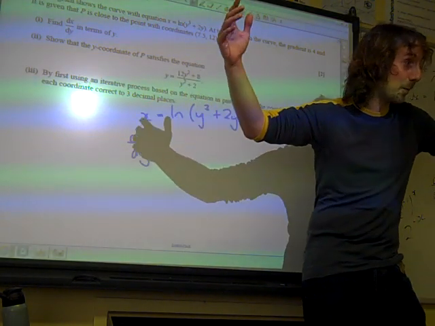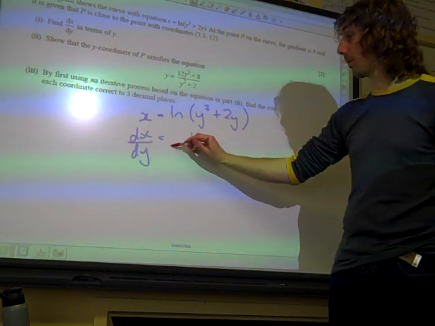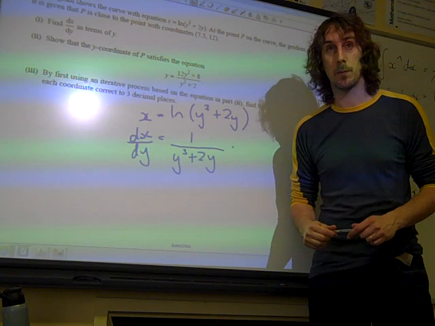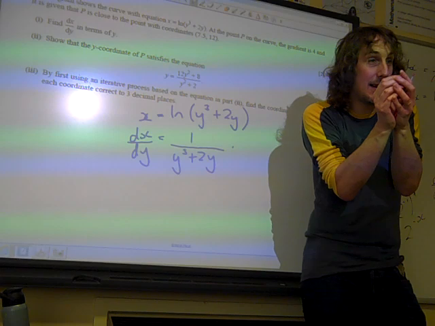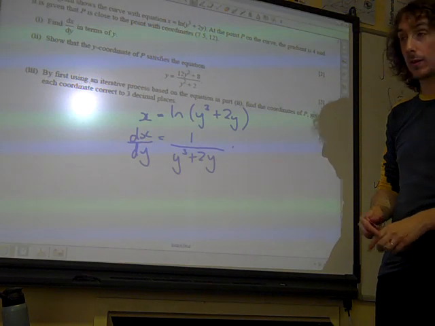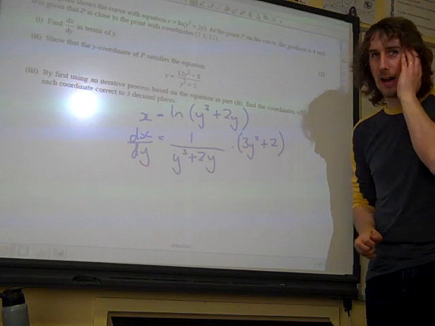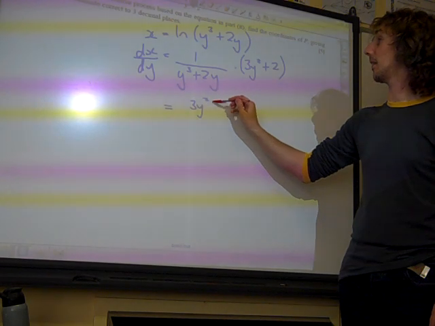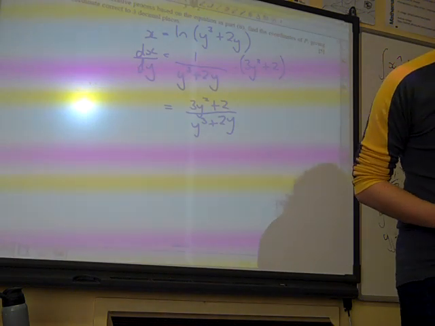So the big bear, the whole thing, is the natural log of something, which gives us 1 over the something when we differentiate it. And then we've got the derivative of the inside bit to multiply by. Differentiate y cubed plus 2y, and we get 3y squared plus 2. Nicely done. And that's it. There's no tidying up to be done with that, really. There is your answer. There we go, that'll do.